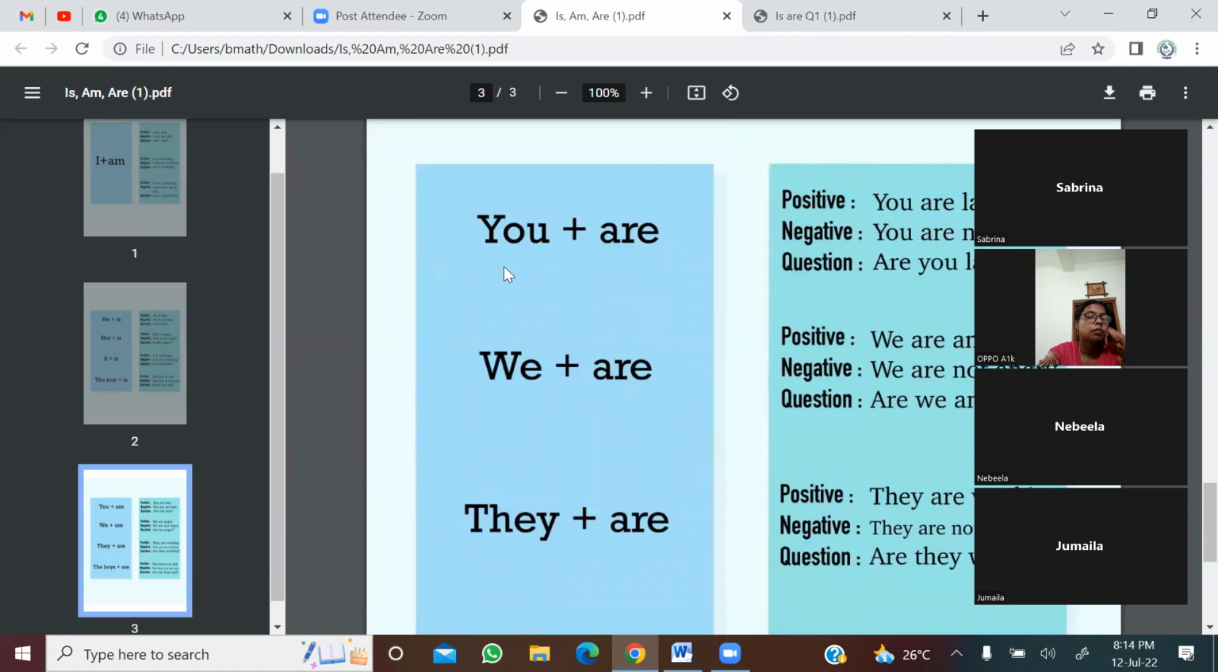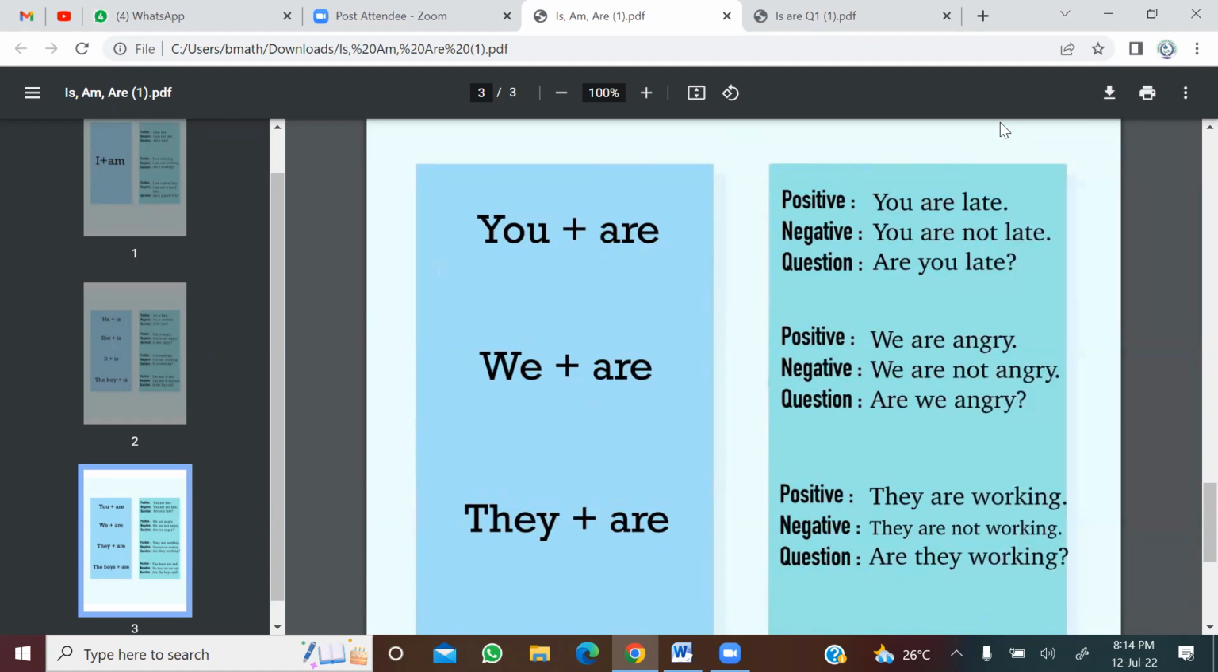Next is the plural, like you, we, they. For this, you have to add are. In the positive, it's you are late. Negative becomes you are not late. And in the interrogative form, the question form, it becomes are you late? So always remember when you're asking a question, the first two, that is the pronoun, you, and the linking verb, are, get interchanged. Are comes first. Are you late? Question mark. That's how you ask a question.